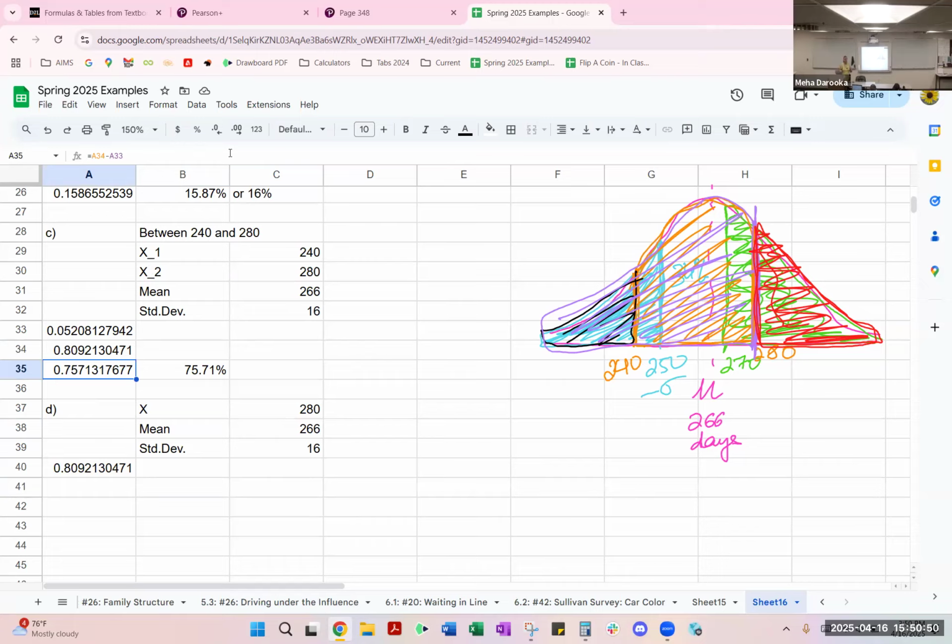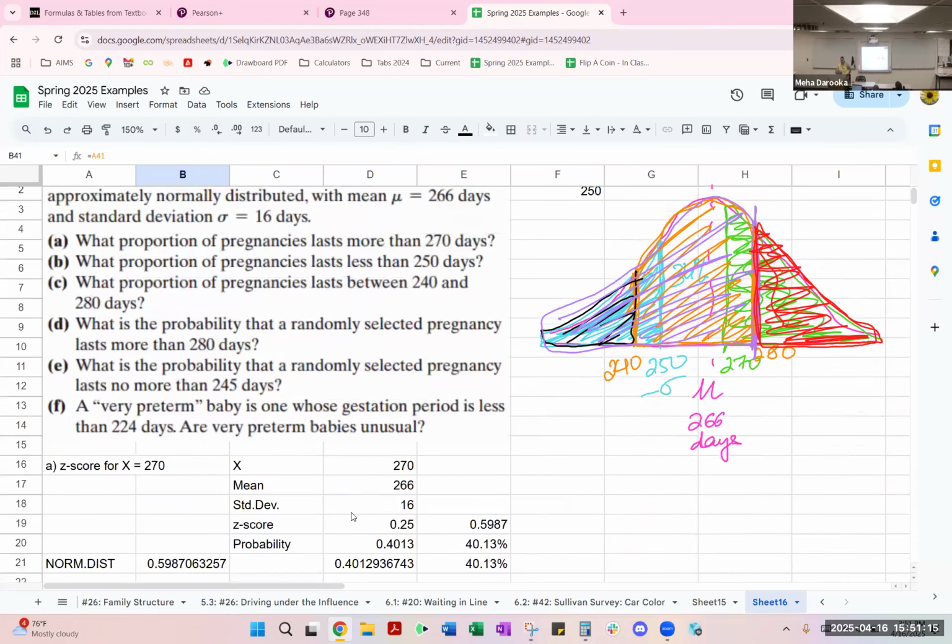Now, as we know, these formulas are set up for the left-hand side. We want the right-hand side. So what you will do is 1 minus this number, and that's going to give you the probability for more than 280. So you can see a very small percentage of pregnancies fall into longer than 280 days, approximately 19%.